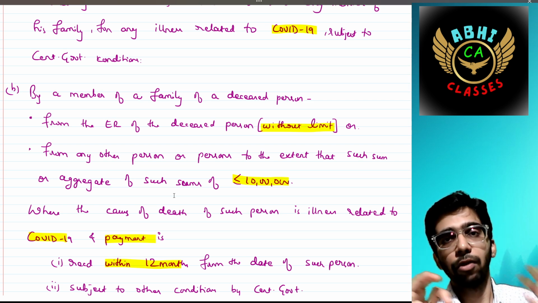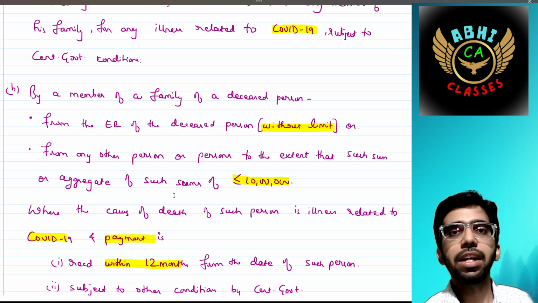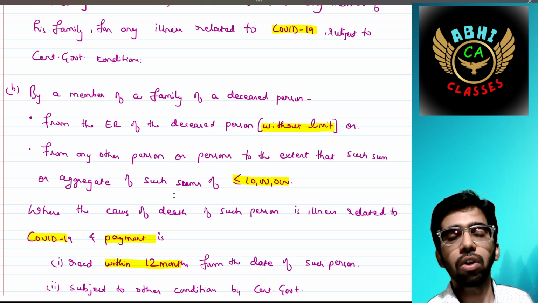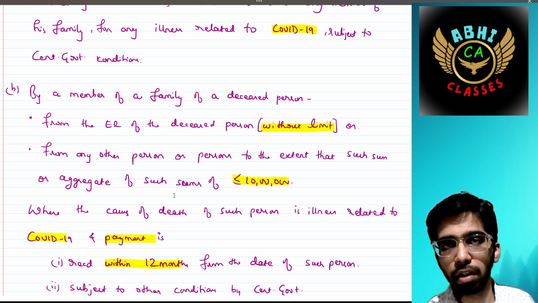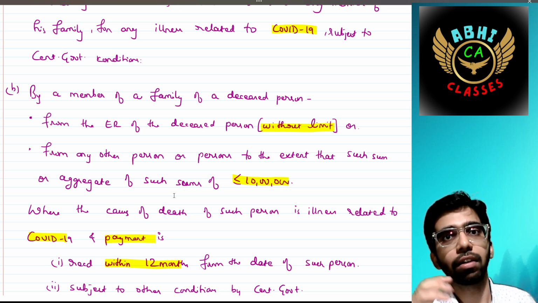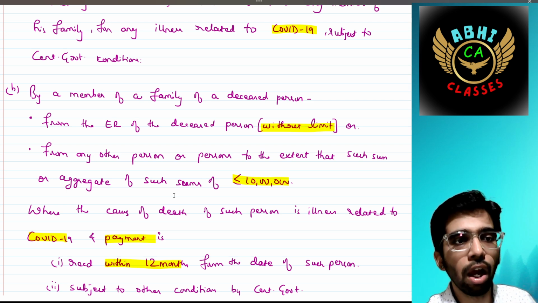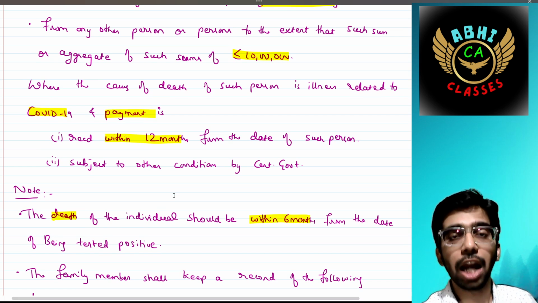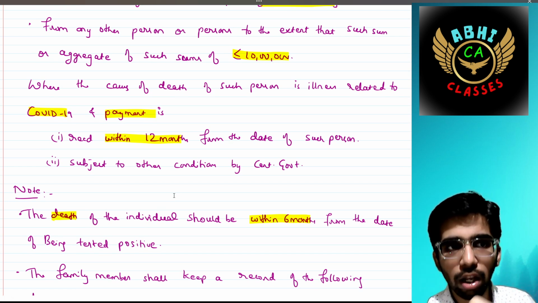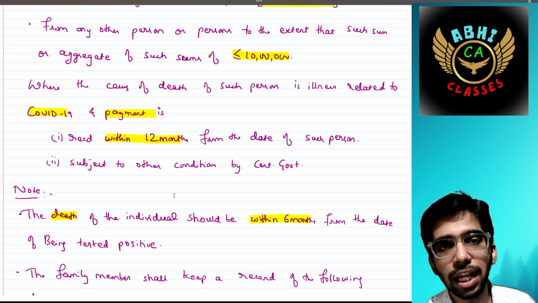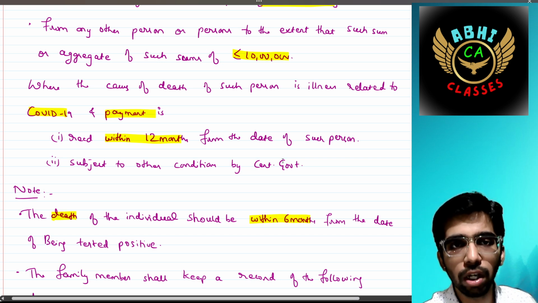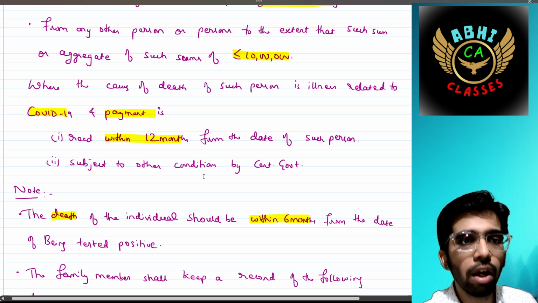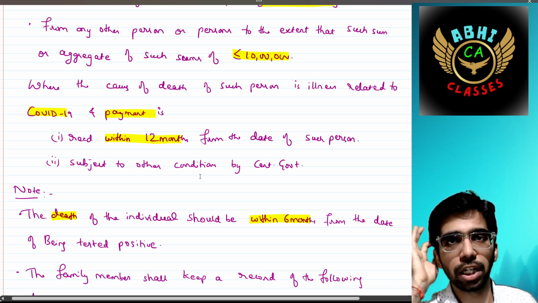If the member of the family of the deceased person receives any amount from any other person apart from the employer, then such amount to the extent of 10 lakh is not taxable. If more than 10 lakh is received, then the excess amount is taxable. Okay, where the cause of death of such person is illness due to COVID-19 and payment should be made within 12 months from the date of death of such person. I have mentioned, it should be the date of death of such person. Okay, subject to other conditions by the central government.